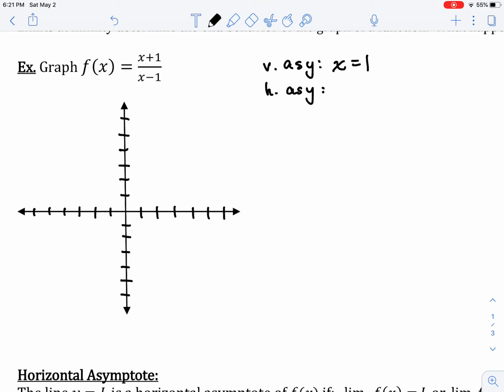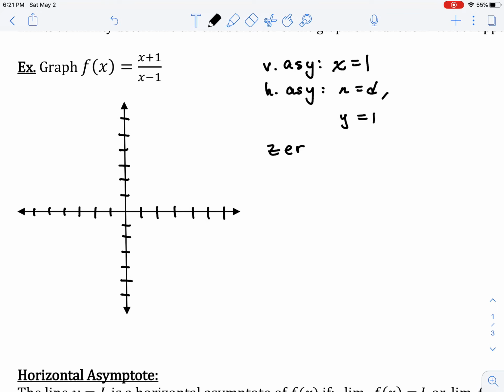Now we got to see what our horizontal asymptote is. We would look at the degree of the numerator compared to the degree of the denominator. And here we can see that the degree of the numerator is equal to the degree of the denominator. Therefore, my horizontal asymptote is simply the quotient of the leading coefficients. We got a 1 and a 1 here, so 1 divided by 1. And so our horizontal asymptote is y is equal to 1. You guys got the idea.